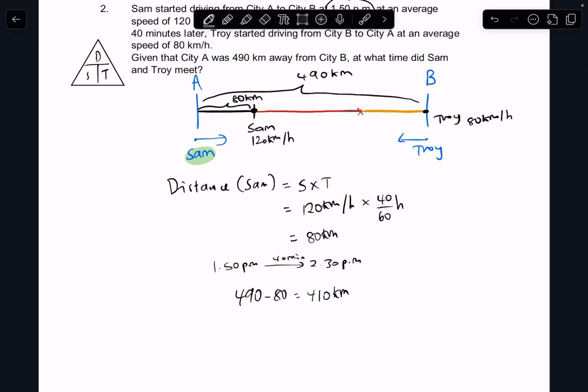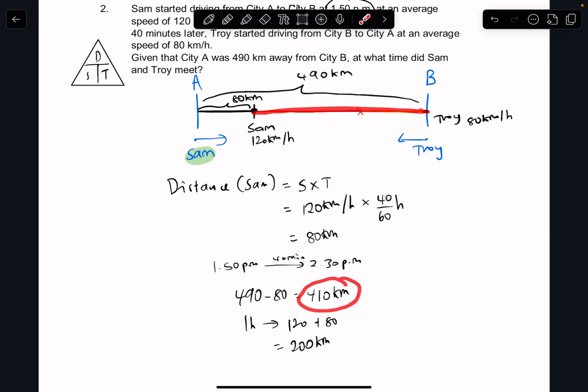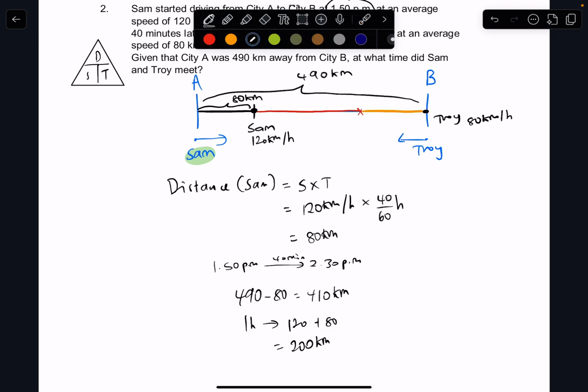Now for every 1 hour, what is the total distance that they are moving? Sam moves 120 km. Troy moves 80 km. So in total, 120 plus 80. In 1 hour, they are moving 200 km altogether. Now, I want them to move a total of 410 kilometers, because that's the distance over here. 410.